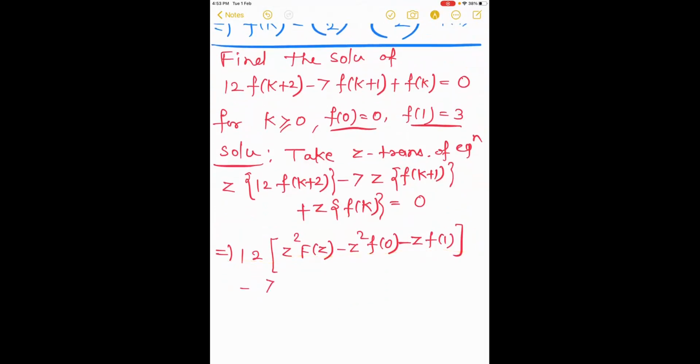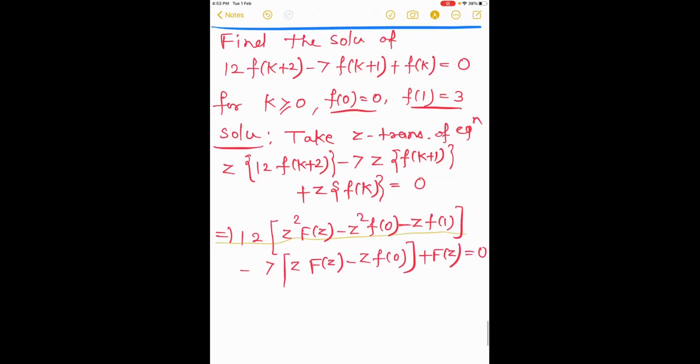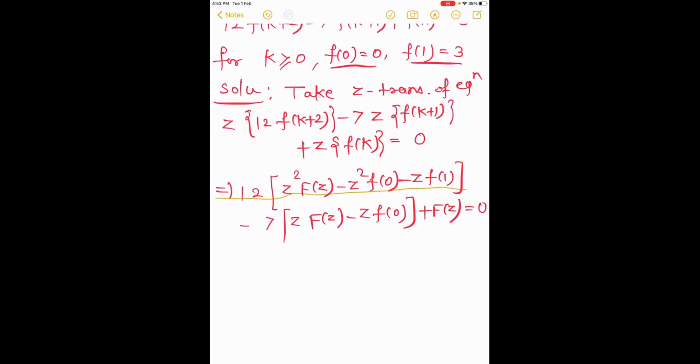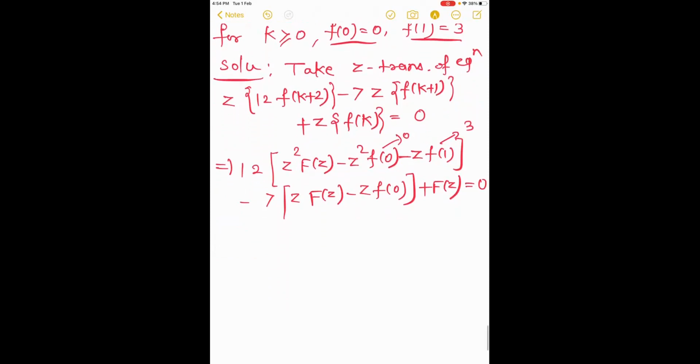Minus 7 into the Z transform of F of k plus 1 is Z into F of Z minus Z into F of 0. Correct? And the last term's transformation is just F of z, which is equal to 0. Now f of 0 and f of 1 are given, so you can put f of 0 is 0, f of 1 is 3. So using that, 12 into bracket, I'll collect the F of z terms.